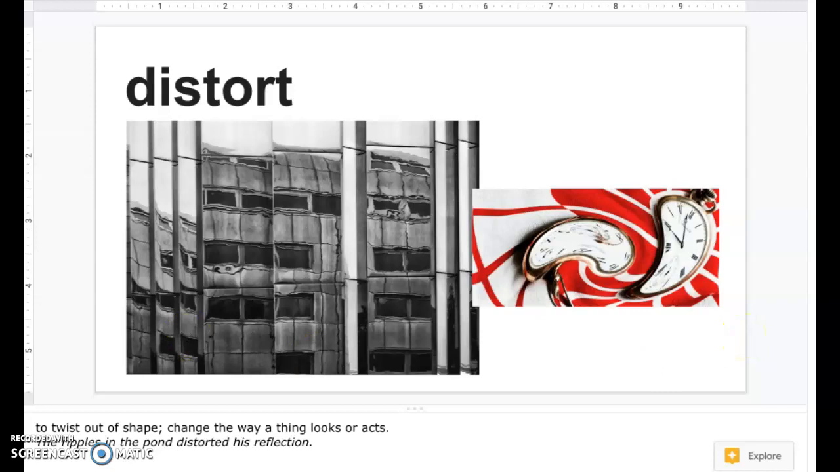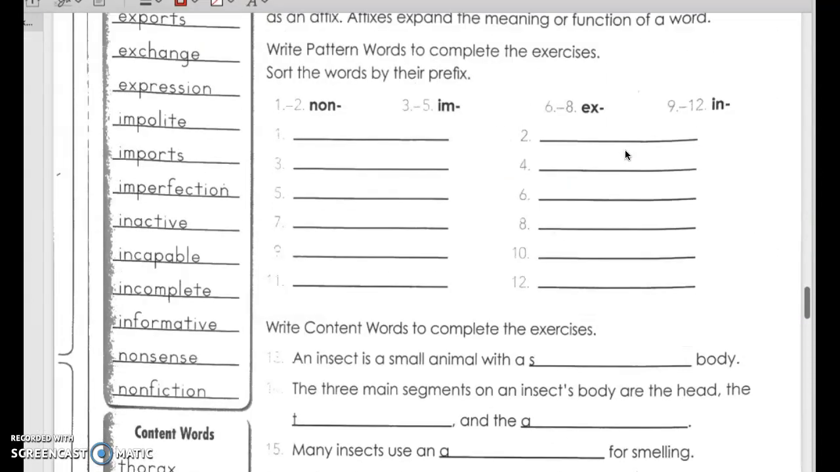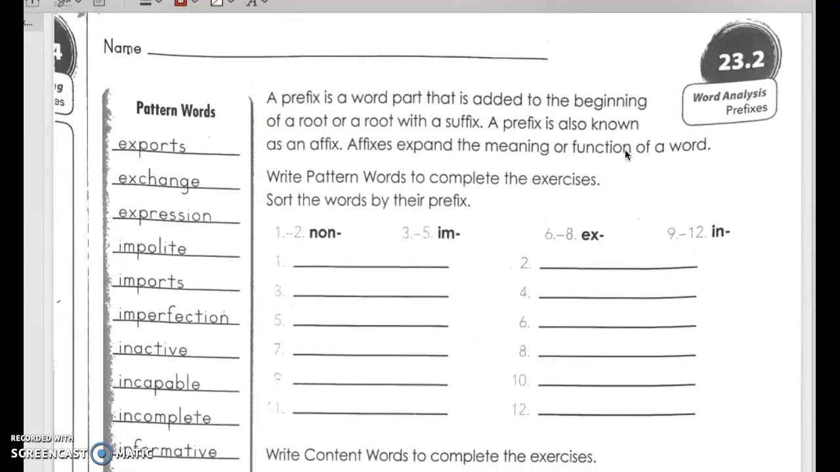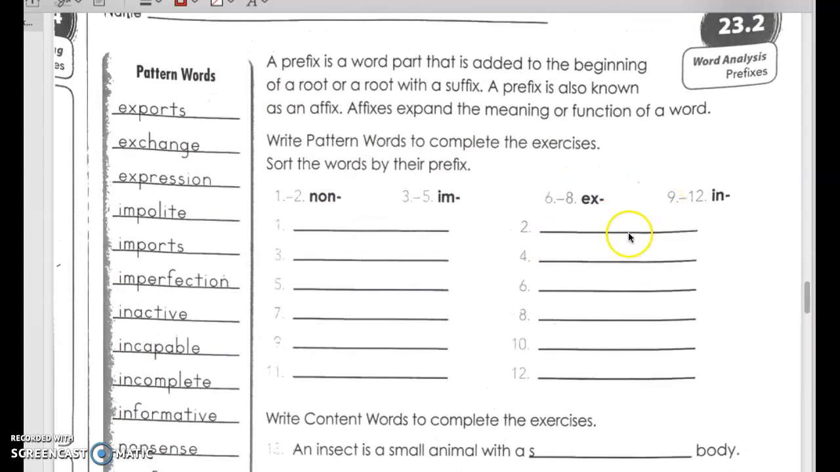And that's it. All right, let's go ahead and look at the directions on page 89. You may have noticed this lesson's theme is all about insects, okay? A prefix, as a reminder, is a word part that is added to the beginning of a root or root with a suffix. Examples of prefixes: non, im, ex, in. As you can see, our pattern words all have these prefixes. So you're going to be categorizing the words and putting them in the corresponding lines. Now, a prefix is also known as an affix, and they expand the meaning or function of a word.